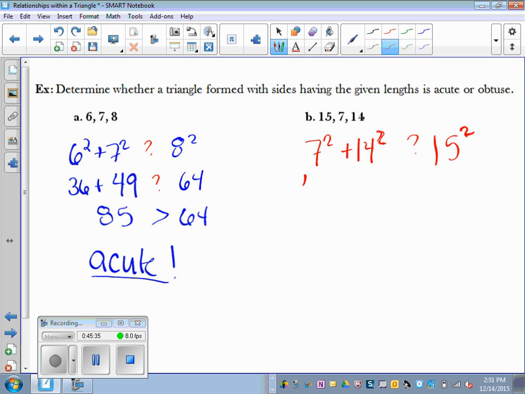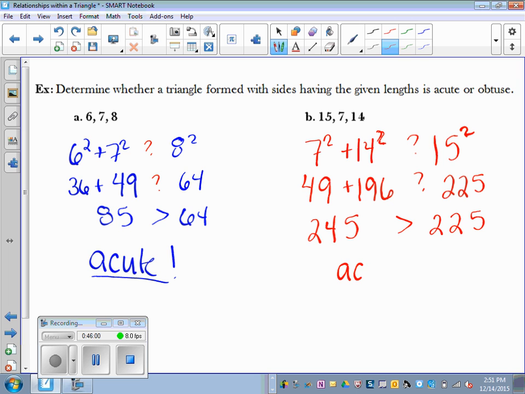Alright, 7 squared is 49. And 14 squared is 196. And what is 15 squared? 225. And what is 49 plus 196? 245. And is 245 greater than, less than, or equal to 225? So what type is this one? Another acute. Again, my longest side squared is less than the sum of the other two, thus it's acute.